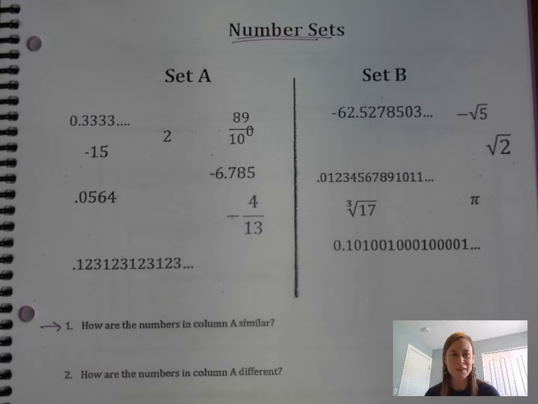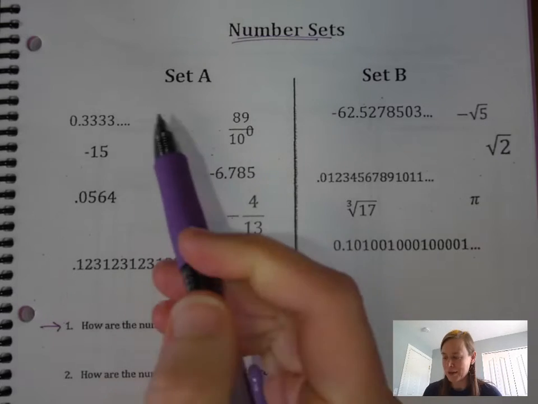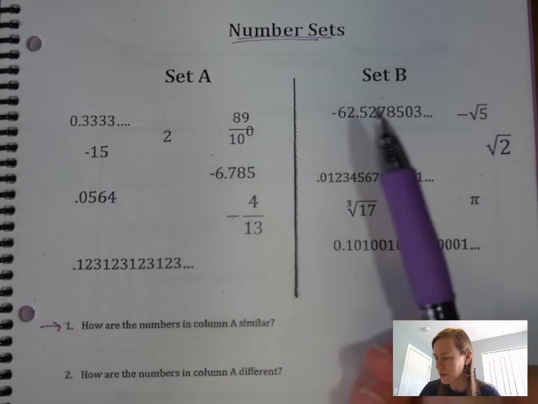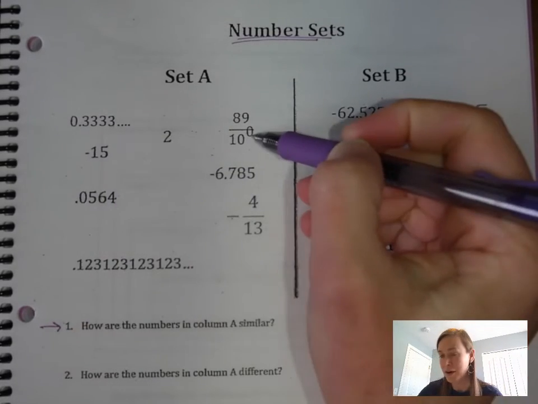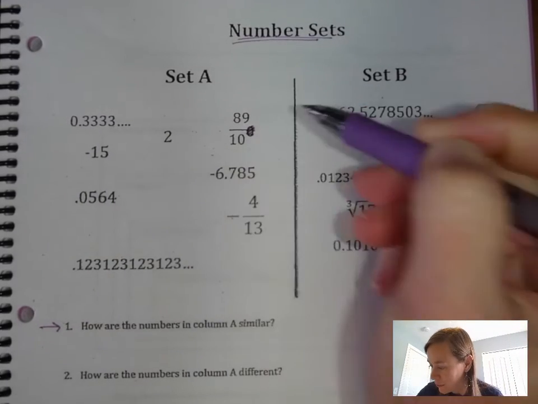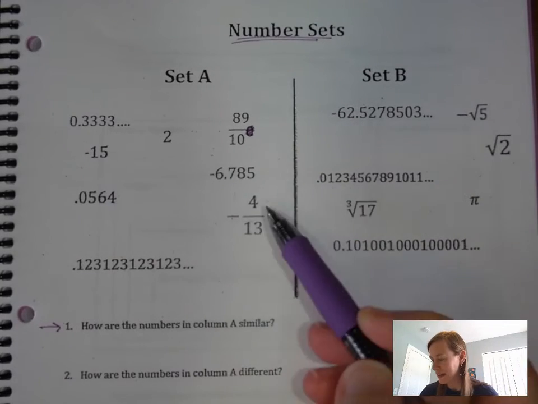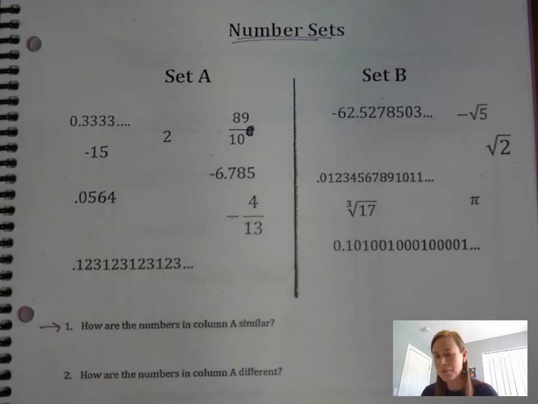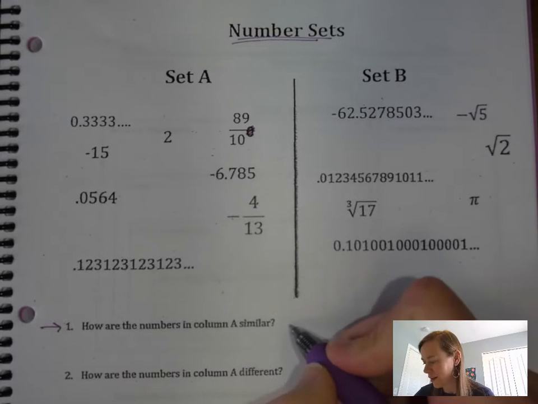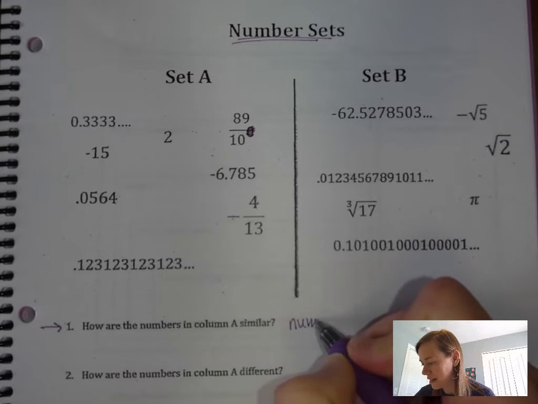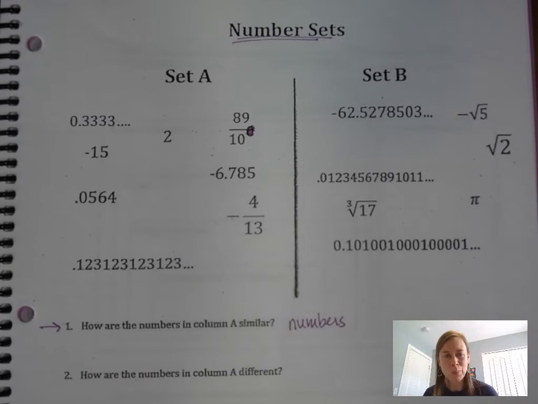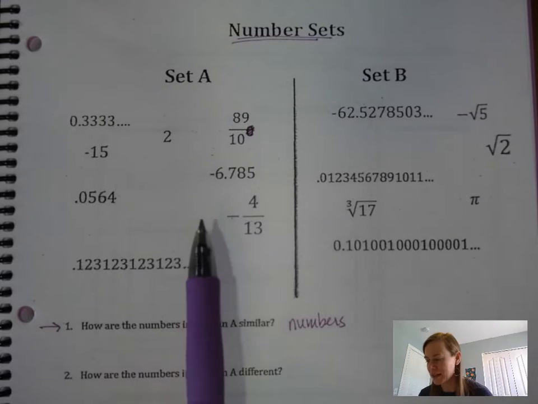So looking at set A, you've got a decimal that keeps repeating. You've got a number, I don't know what this random zero is here, I think that's a little misprint, but 89/10. You've got some fractions, some decimals, some positive numbers, some negative numbers. They don't have a whole lot in common. They're just kind of numbers, right? You could say they're all printed in black ink, you can make observations like that. But as far as numbers go, you have a variety of different kinds of numbers.